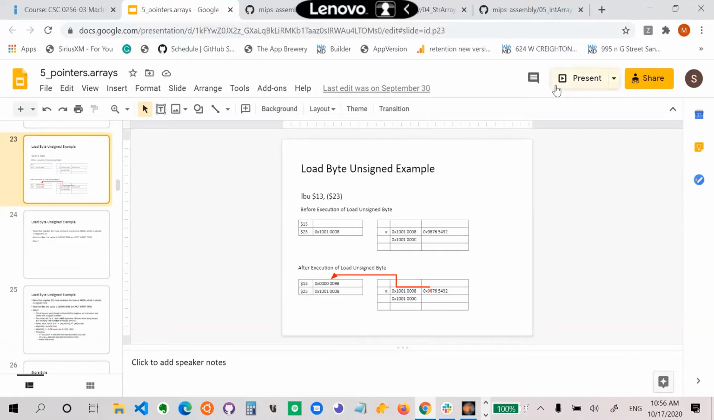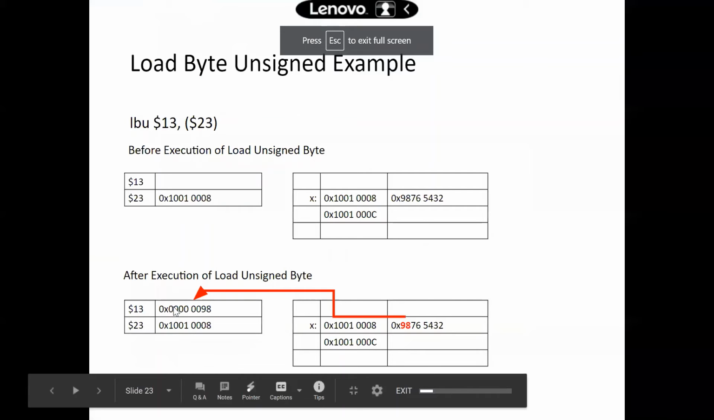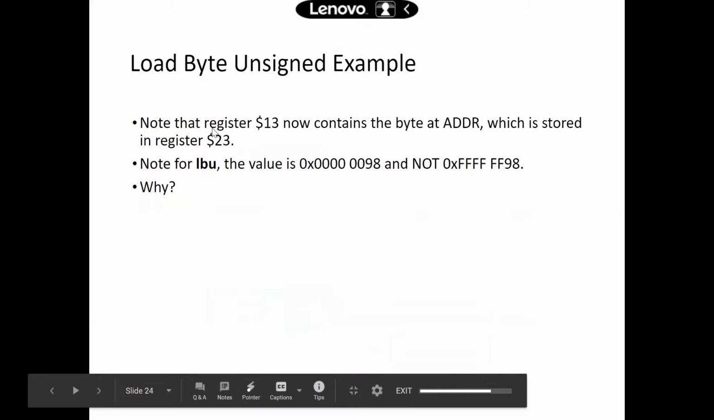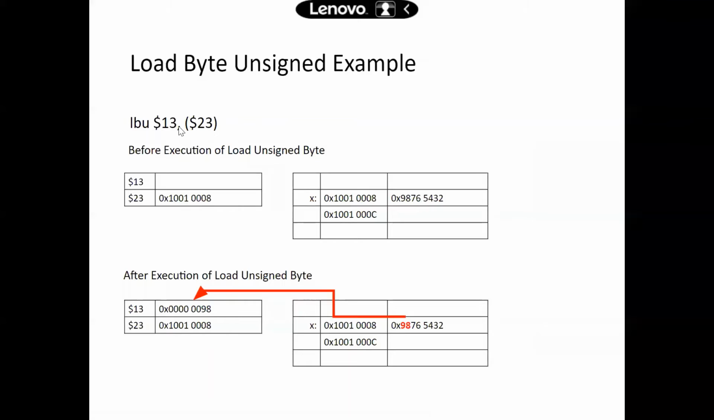Okay, here. I think we talked about this last time also. So this is unsigned. I have LBU, and it's going to look at register 23 for the address. So here's the address, and at that address I have these 4 bytes. Depending on big endian and little endian, it's going to be either this first one or the last one. But just for simplicity, let's say it's this first one, this 98 at that address.